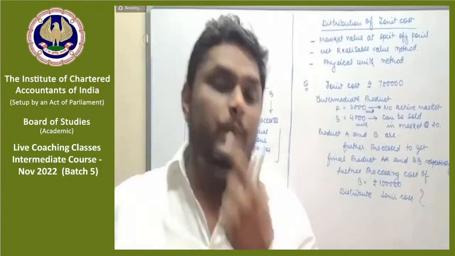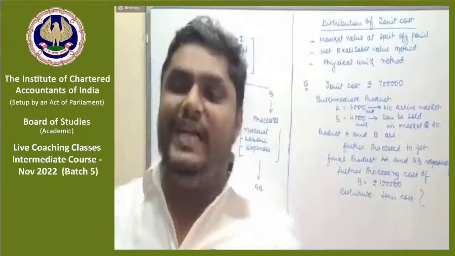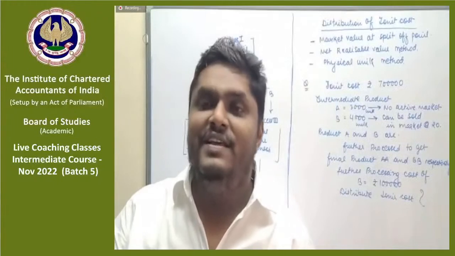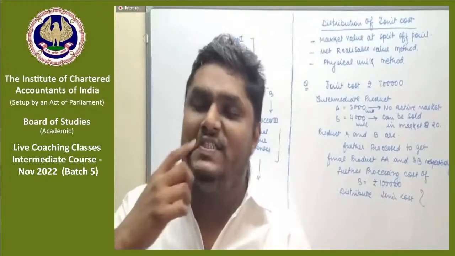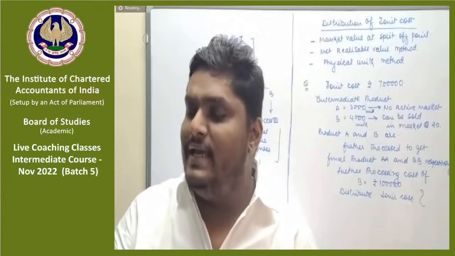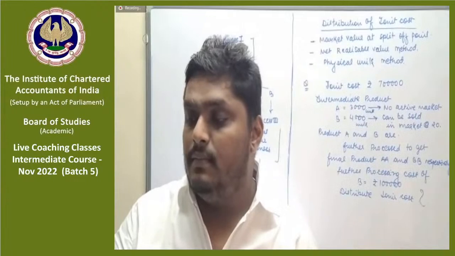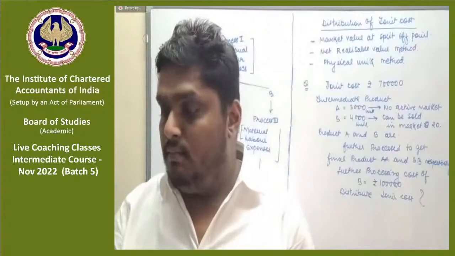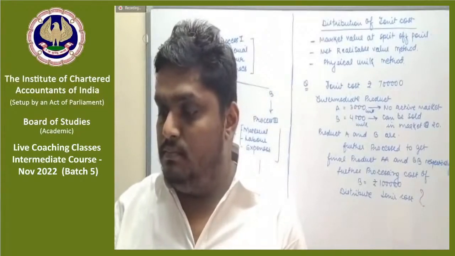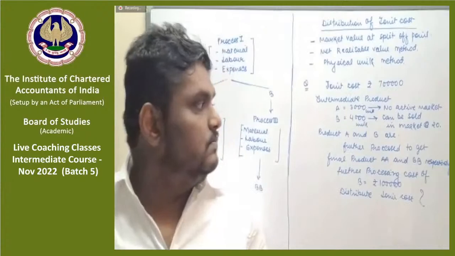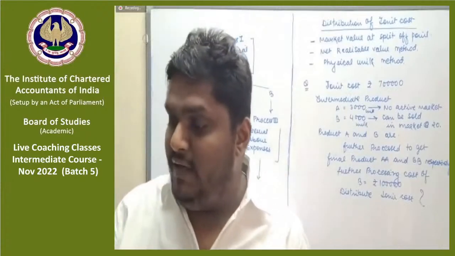I request you guys to please distribute the joint cost of 7 lakh. Waiting for your answers. Let's see who answers first. It's a fastest finger first round. Still waiting for your answers, guys.